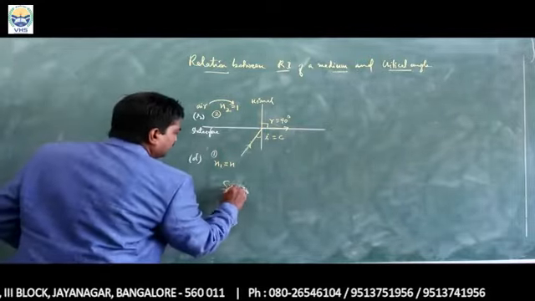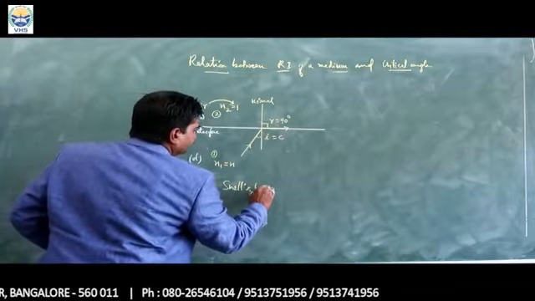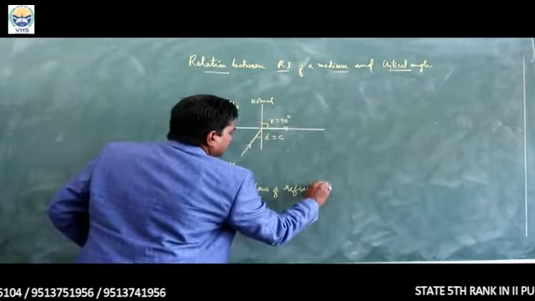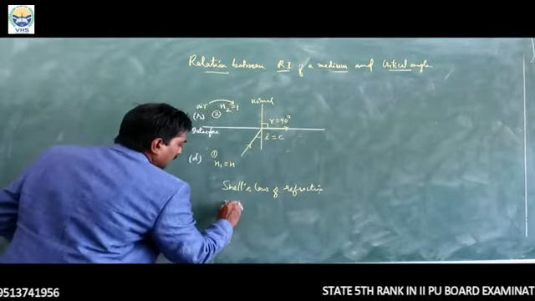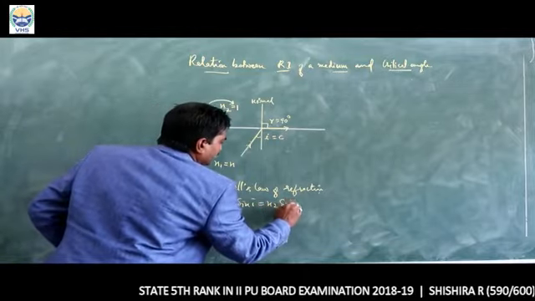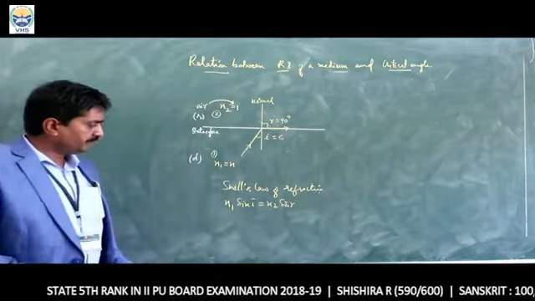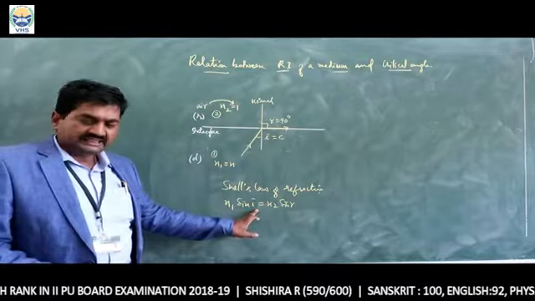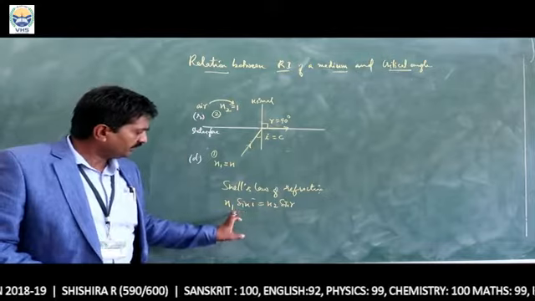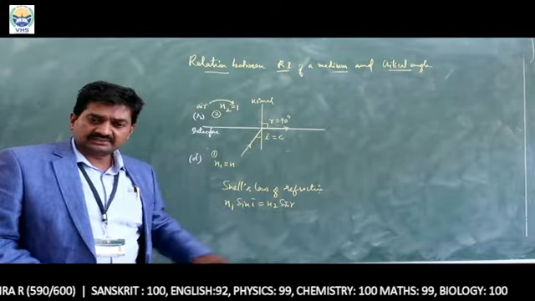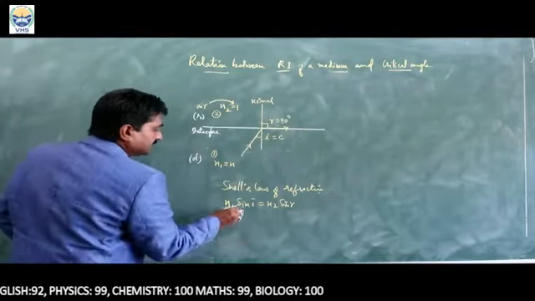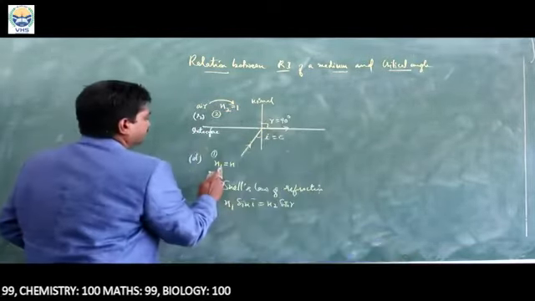Now, we have Snell's law of refraction. Snell's law of refraction is N1 into sin I is equal to N2 into sin R. This has been obtained by N2 by N1 is equal to sin I by sin R. So, N1 into sin I is equal to N2 into sin R. After cross multiplication, you will get this. So, what is this N1 here? N1 is N.